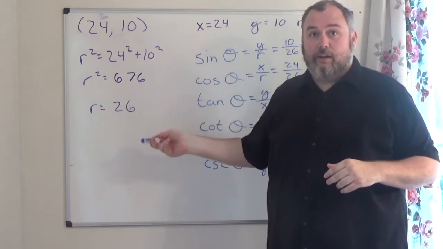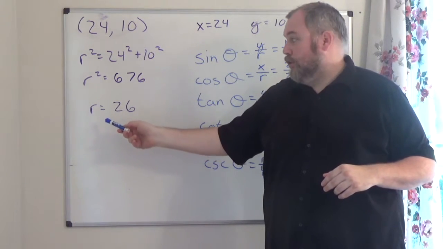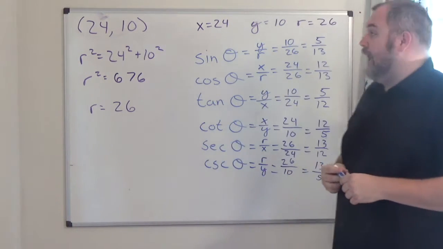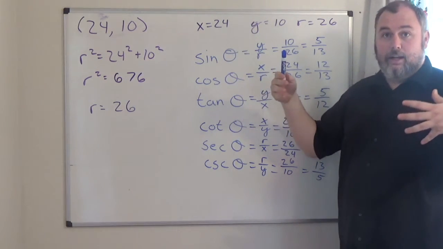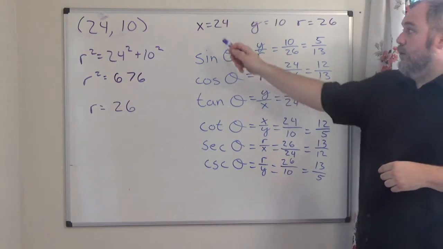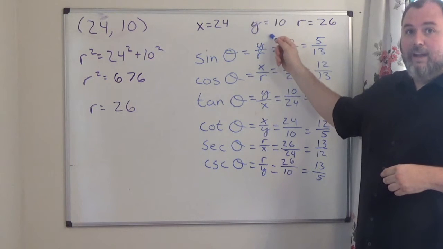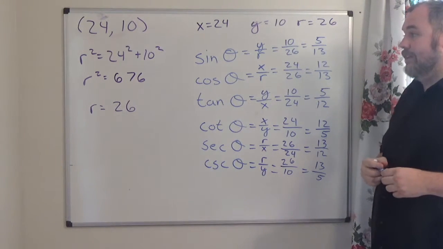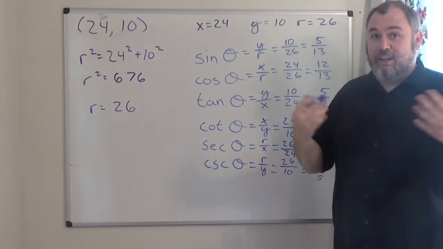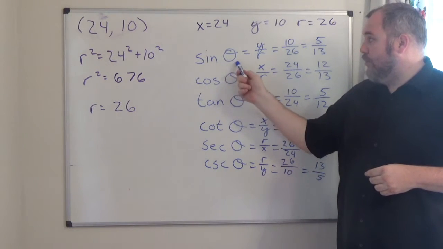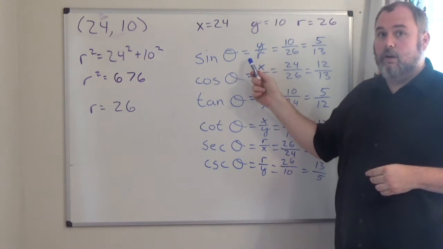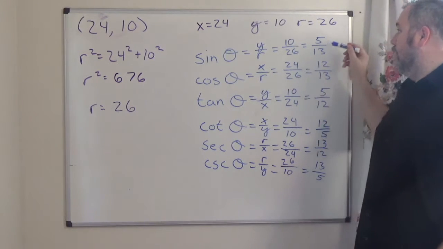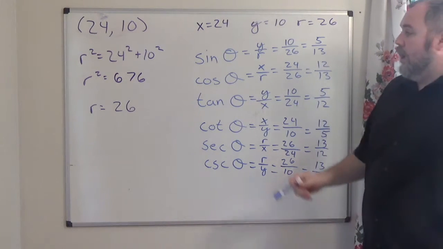So, Pythagorean theorem, work it out. You should have got r is equal to 26. So now you know your three measurements. You know x is 24, you know your length of y is 10, and your r is going to be 26. From there, it's simply just plugging things in. Sine of theta is equal to y over r. Plug in the numbers and you get 5 over 13.